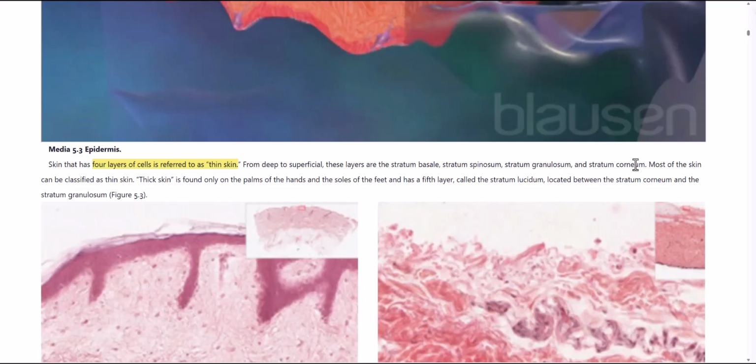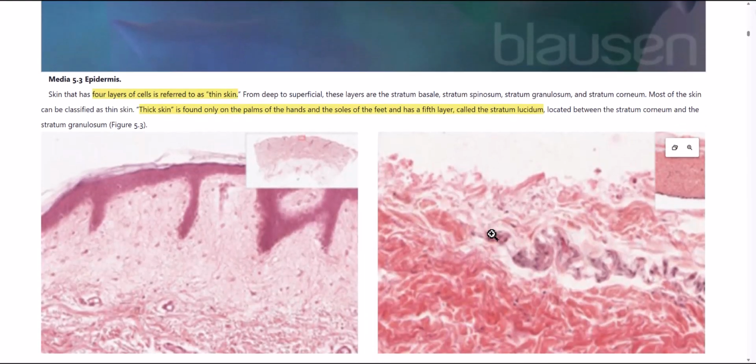So most of the body skin is thin skin. We do have in a few places thick skin, and thick skin is only found in a few places on our body, famously found on the palms of your hands and on the soles of your feet. And this particular skin, not only does it have a thicker overall layer, has a 5th layer called the stratum lucidum. And that stratum lucidum, we'll see, is in between the stratum corneum and the stratum granulosum.